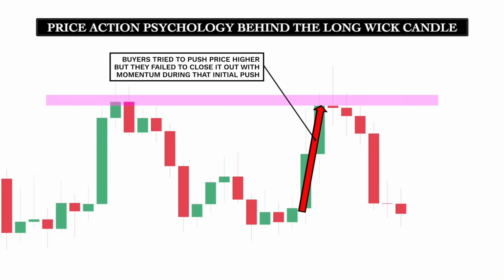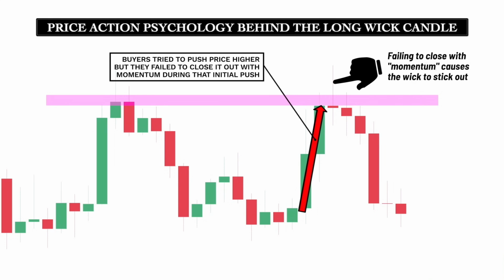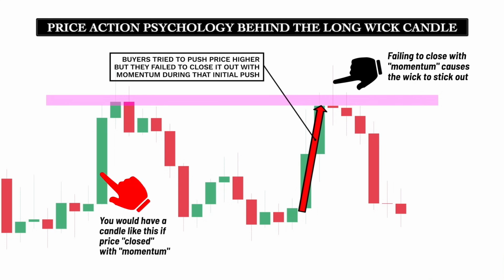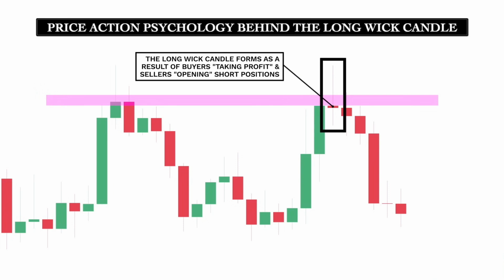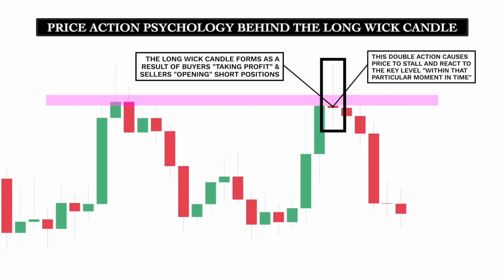Buyers tried to push price higher, but they failed to close it out with momentum. During that initial push, it caused the wick to stick out. If they closed with momentum, the candle would have looked like a momentum candle. The long wick candle forms through a combination of buyers taking profit at the key level and sellers stepping in and opening new short positions. This double action causes prices to stall and react at that moment in time.